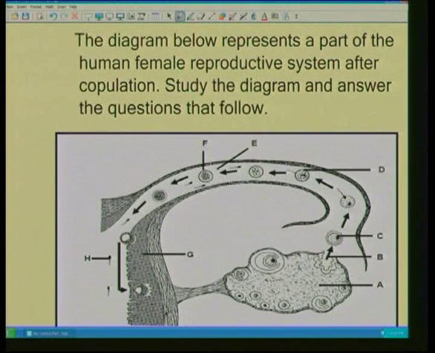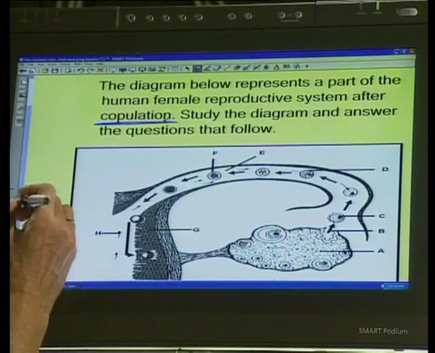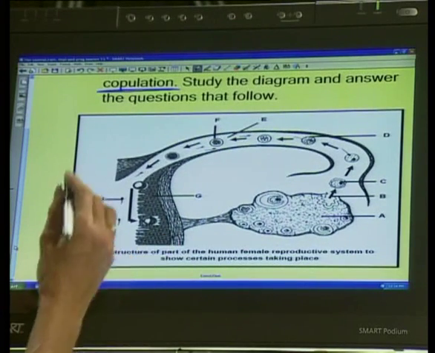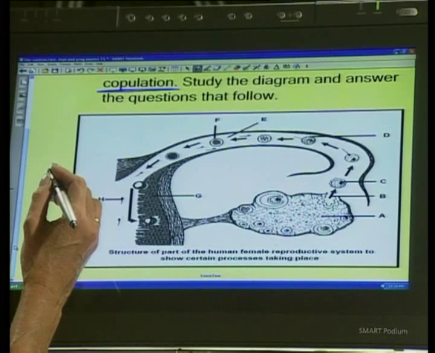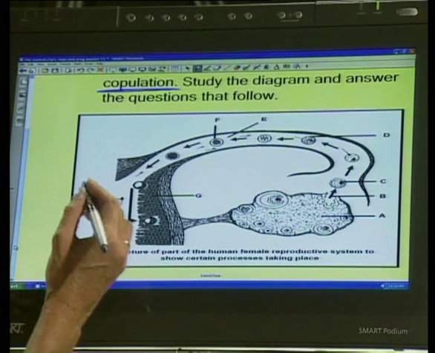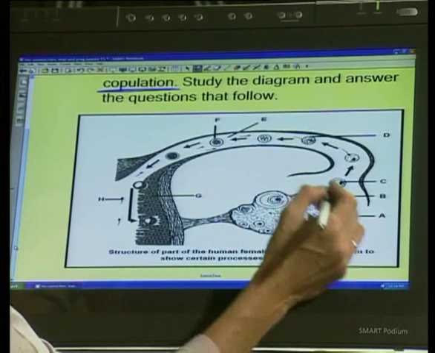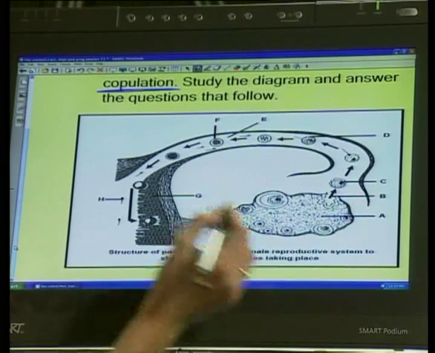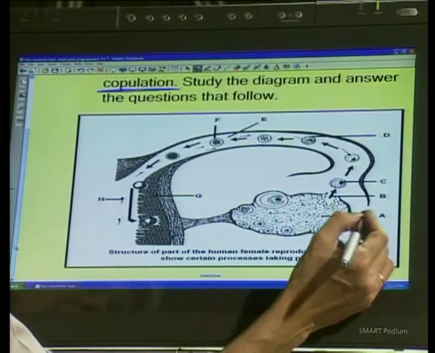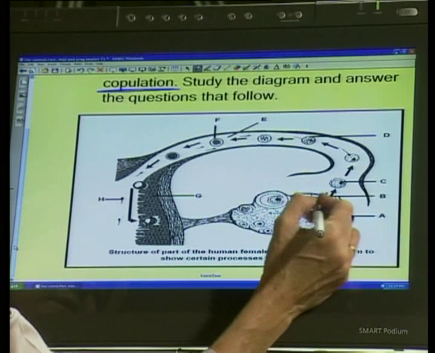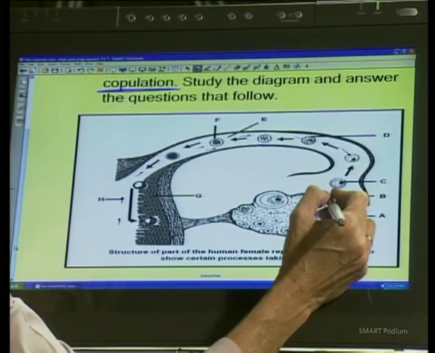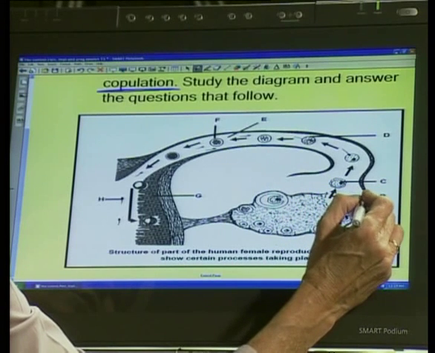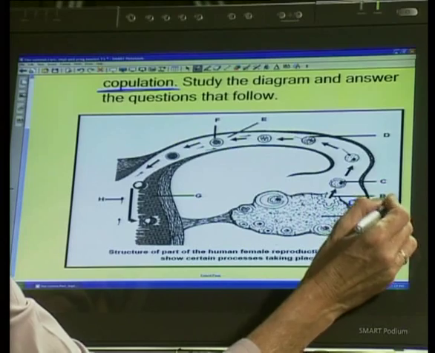All right. Here it says the diagram below represents a part of the human female reproductive system after copulation has taken place. Study the diagram and answer the questions that follow. Okay, what have we got here? We've got this beautiful structure, and in the structure we have the ovary, we've got the egg. Okay, let's look at our labels. First label, so A would be the ovary. B, we've got the Graafian follicle, which releases the egg, so this would be ovulation.